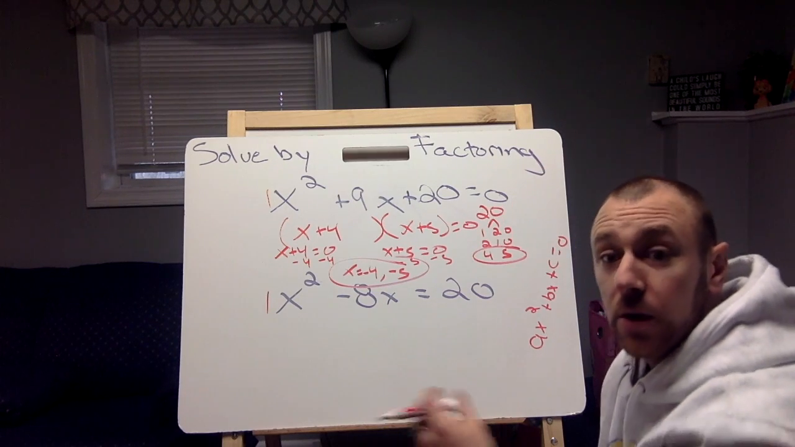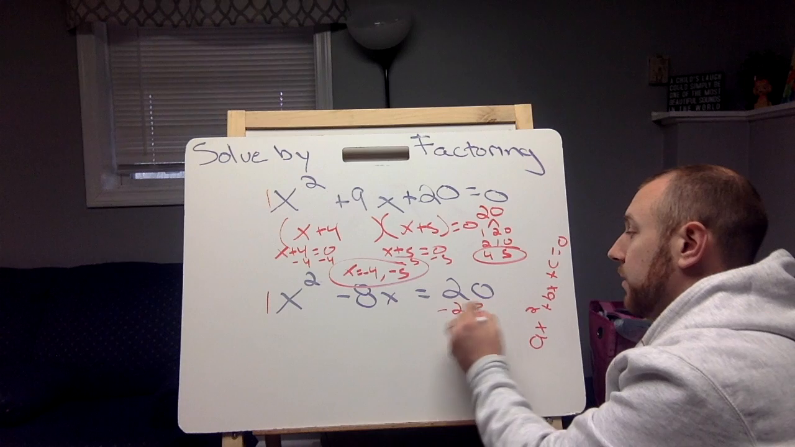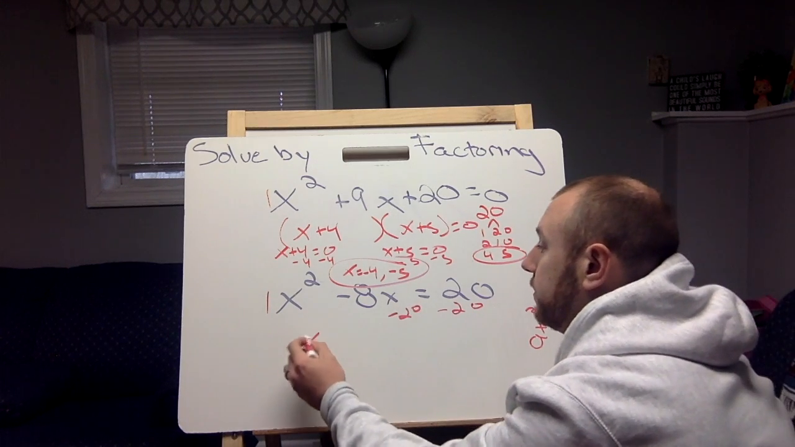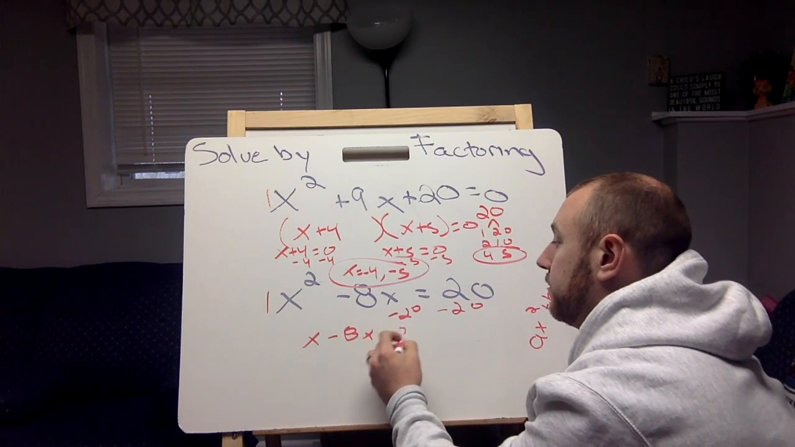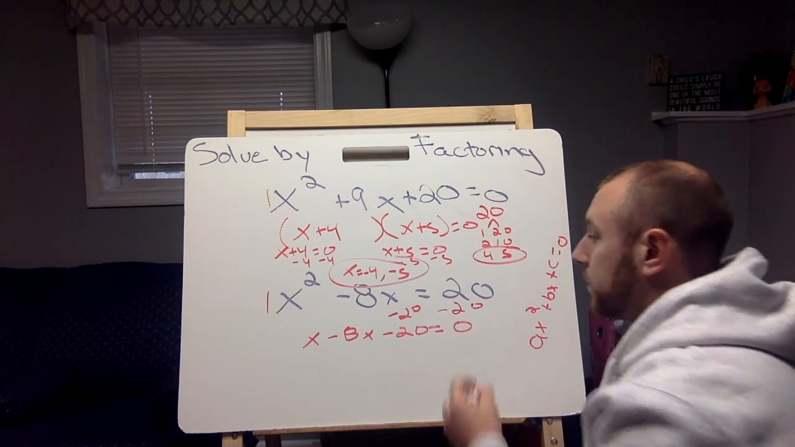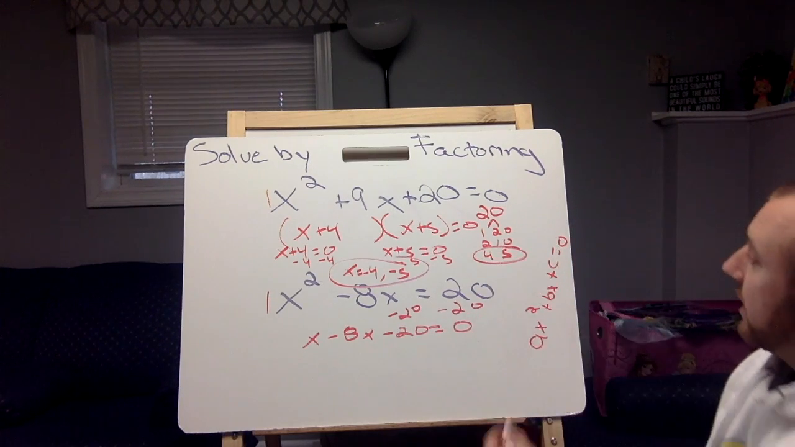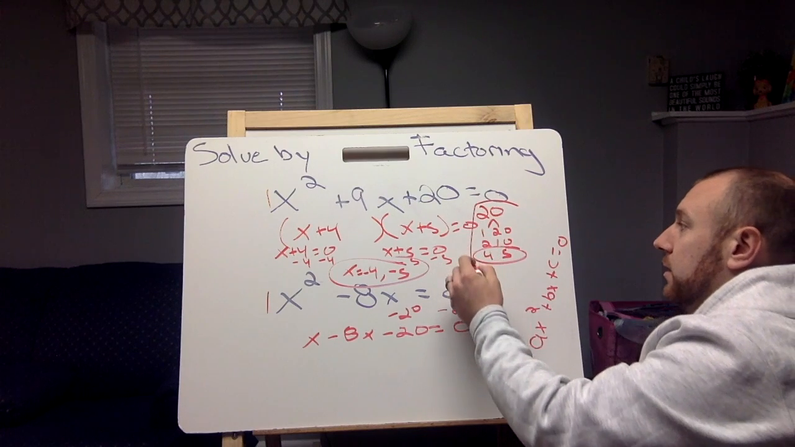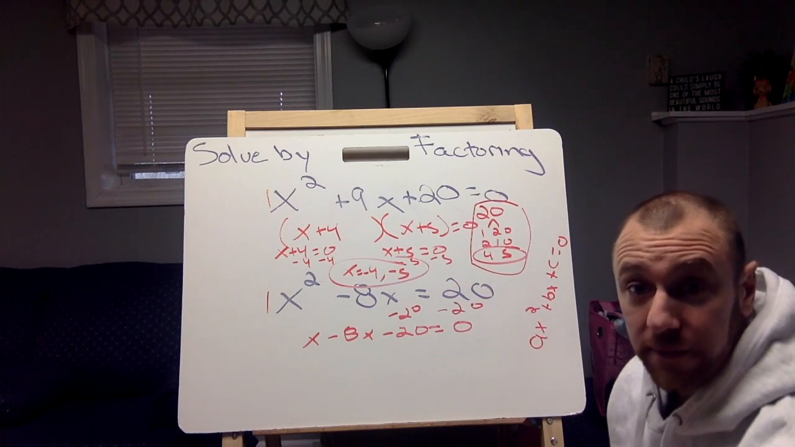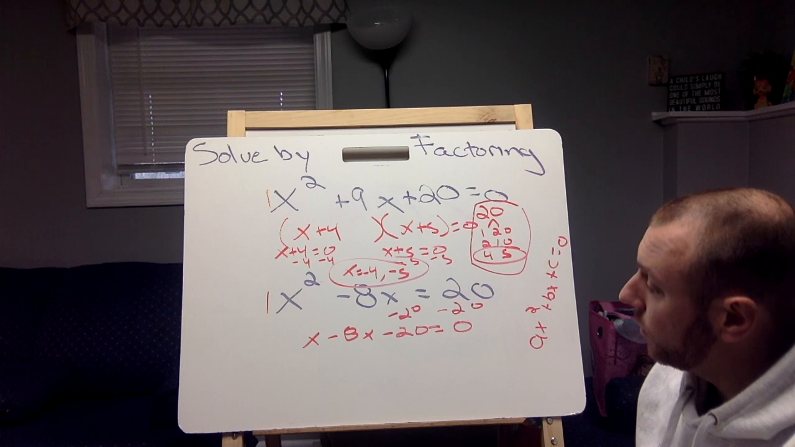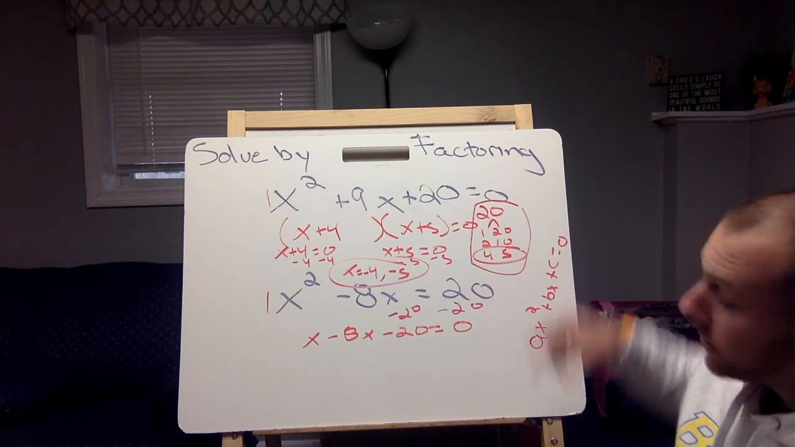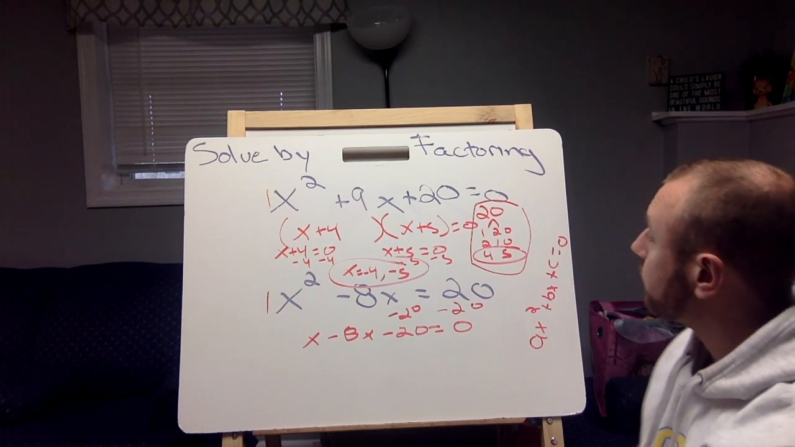The next example, you'll notice I made it a little bit different because it doesn't equal 0. So what I do is I make it equal 0. And now I have the same list, only now it's negative.